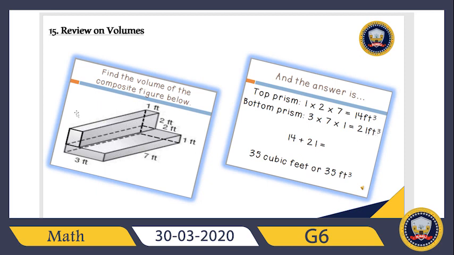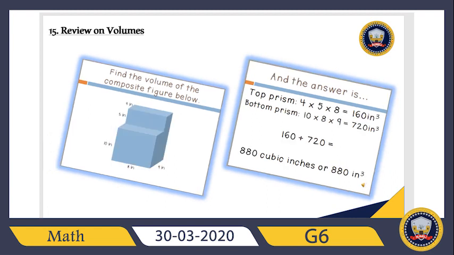Now, the total volume of this shape will be equal to the volume of the prism on the top plus the volume of the prism on the bottom. So it will be 14 plus 21 feet cubed, which is 35 feet cubed. All right? Let's check the other one.